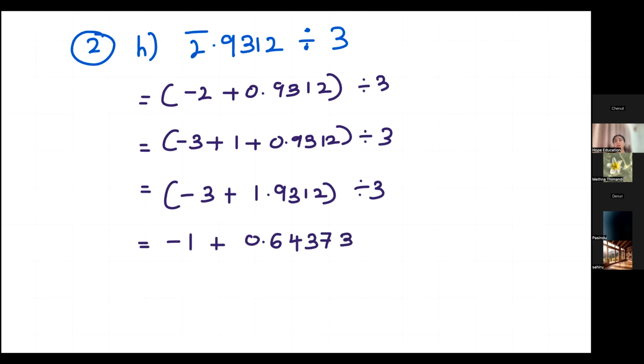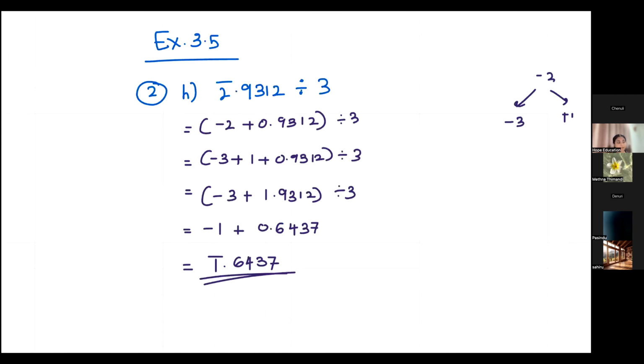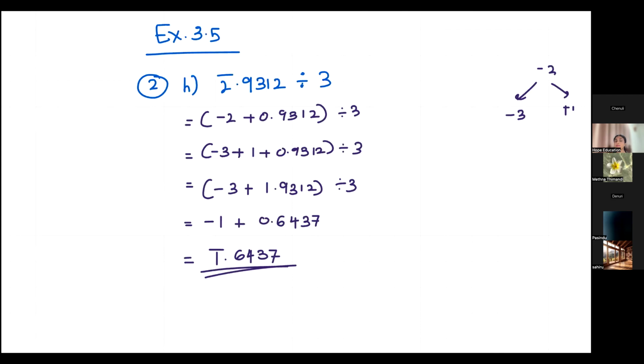Usually in a logarithm, in the mantissa there can only be 4 numbers. So now 5 numbers, so I will round it off. This 3 is less than 5. When I round it off, it would be 0.6437. Then I will combine and write bar 1.6437. Did you all get this answer? Others?